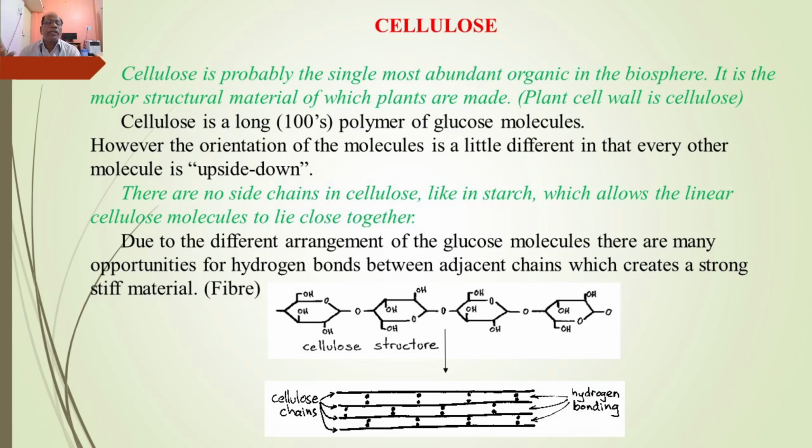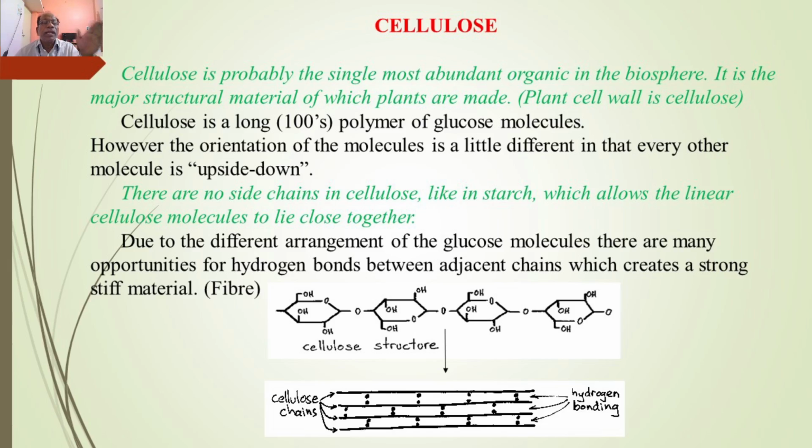There are no side chains in the cellulose, as are found in glycogen. In glycogen, there are side chains or branched chains of glucose molecules that form a complex molecule. But in cellulose, there are linear, straight chains of glucose molecules.